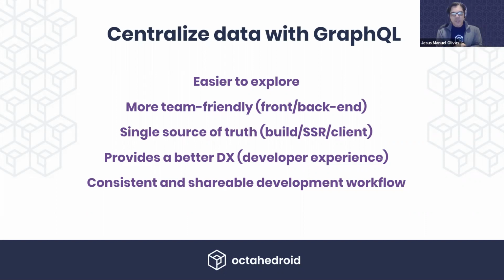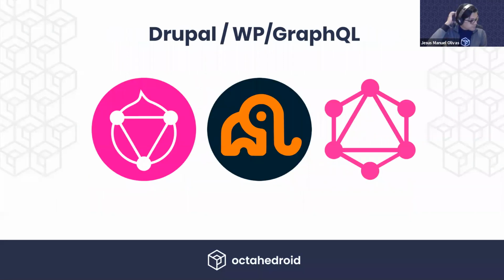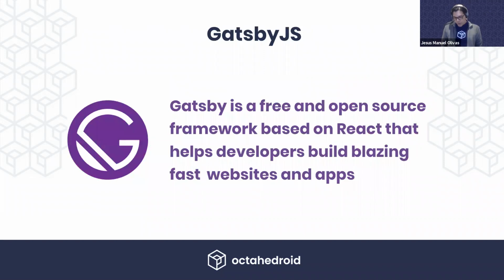It also provides you with a better developer experience because it's easier for front-end people to figure out which data they need to extract from the backend, and allows you to have a more consistent and shareable development workflow. And talking about Drupal and WordPress, each of those platforms gives you access to GraphQL. There's a GraphQL module for Drupal. There is a GraphQL plugin for WordPress. So you are in a really safe place to use those technologies at this very moment. And well, for building our front-end side, now let's talk about using Gatsby.